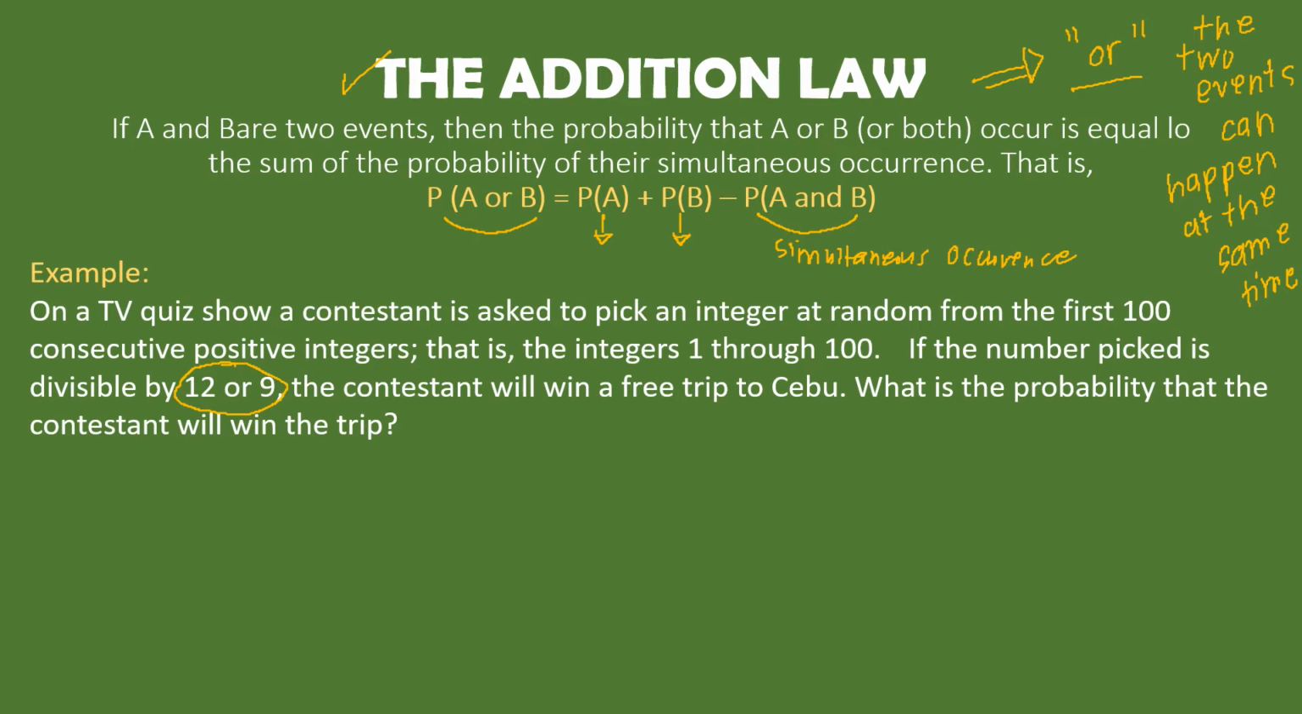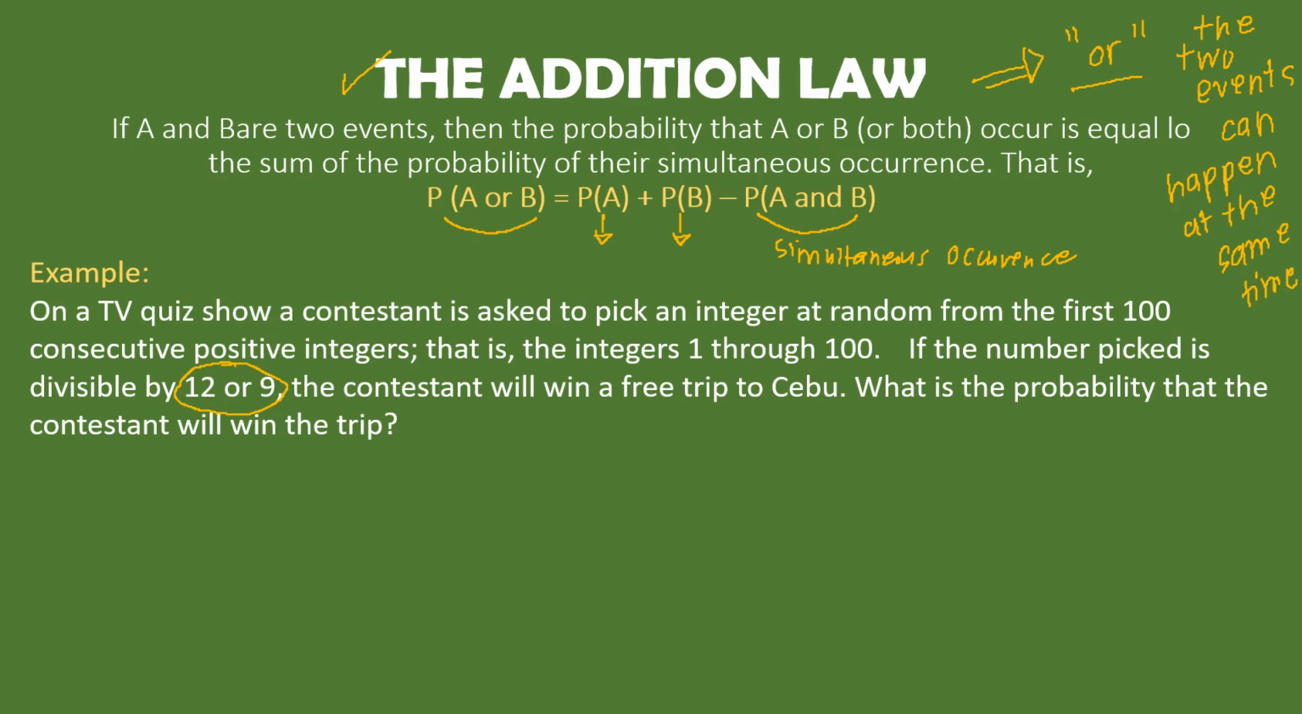So again, what are we looking for here? We are looking for the probability of getting a number that is divisible by 12 or 9. There is your clue, "or." And look at the events. Is there a number between 1 through 100 that is both divisible by 12 and 9? Okay, so there is a number that is both divisible by 12 and 9. Therefore, this will be applying the addition law.